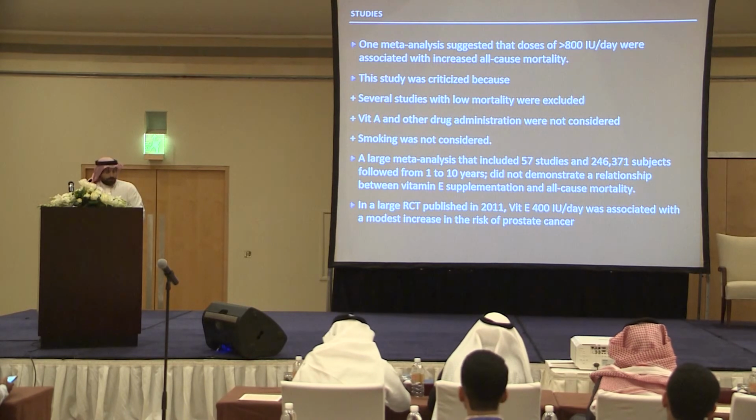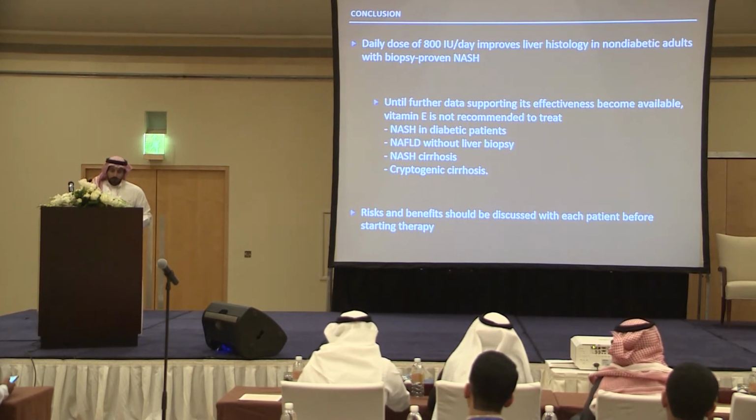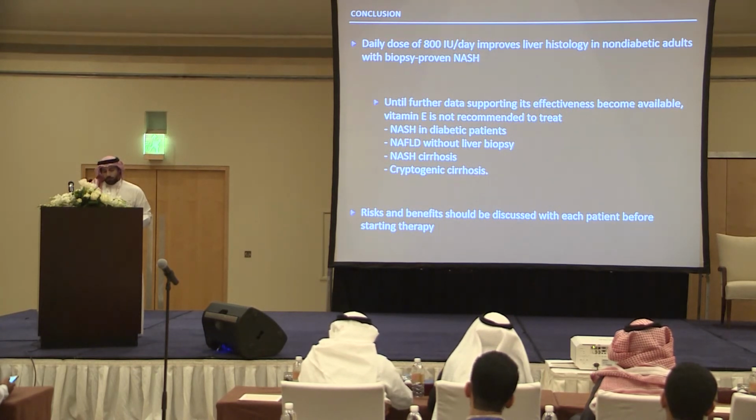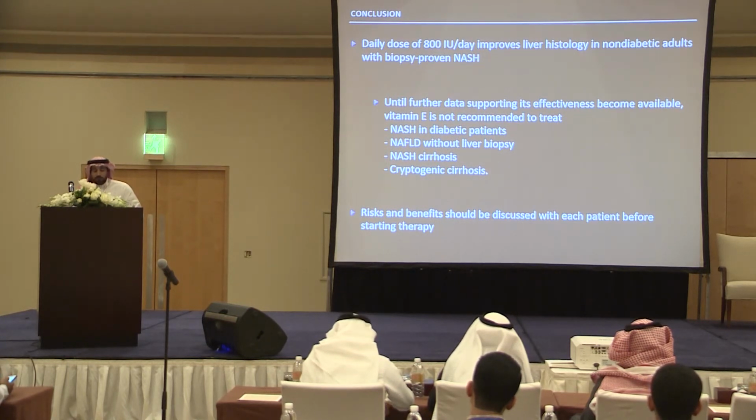There is another side effect that was mentioned, which is prostate cancer. A large retrospective controlled trial published in 2011 showed that 400 international units was associated with increased prostate cancer. So again, for now, daily dosing of 800 international units a day improves histology in non-diabetic adult patients with NASH. Until we have more data on vitamin E, we should not use it on diabetic patients, on patients without a liver biopsy, or on cirrhotics. Again, risks and benefits need to be discussed with every patient.